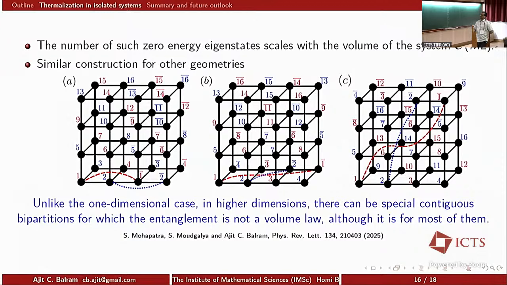But an interesting thing that happens in 3D is that for certain bipartitions, this will not be volume law entangled. An example is illustrated in this middle figure. Let's say I look at these 4 bonds. These are exactly 10, 10 bar, 11, and 11 bar.